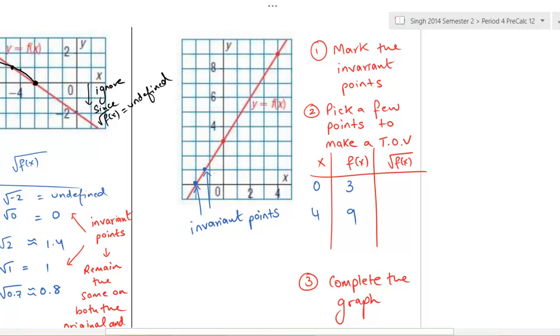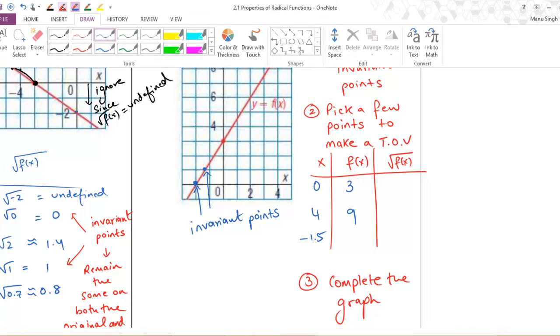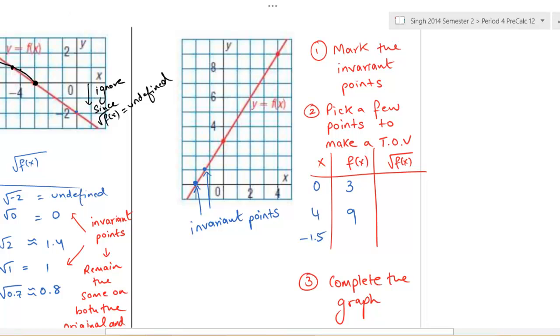And I can pick a point in between these two invariant points just to give me an idea of what's happening. So a point in between those invariant points could be an x value of negative 1.5. And if I take a look at my original graph, an x value of negative 1.5 is roughly over here. I have a y value that's going to be sort of over here, and that point is roughly, I would say, 0.5 or 0.6. So I can make a note of that, negative 1.5 and 0.6. So these are the three values I'm going to work with, and let's see what I get.